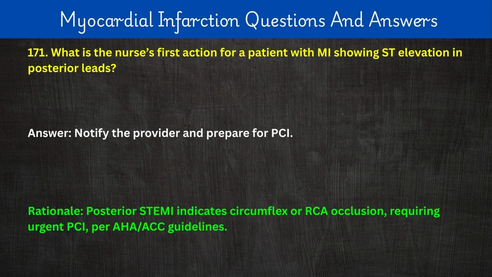171. What is the nurse's first action for a patient with MI showing ST elevation in posterior leads? Answer: notify the provider and prepare for PCI. Rationale: posterior STEMI indicates circumflex or RCA occlusion, requiring urgent PCI, per AHA/ACC guidelines.